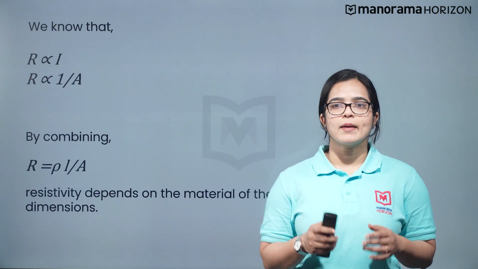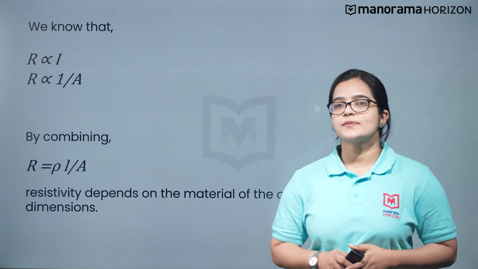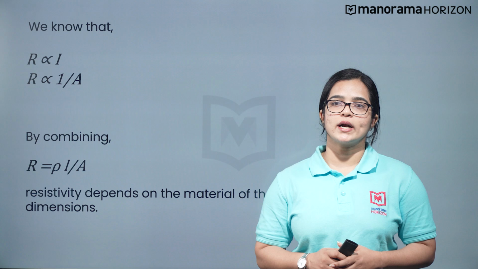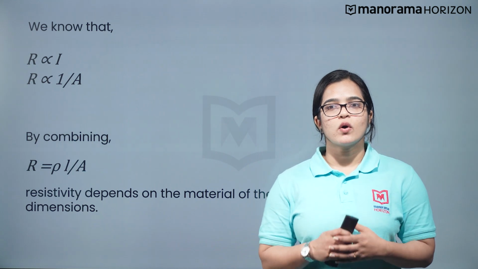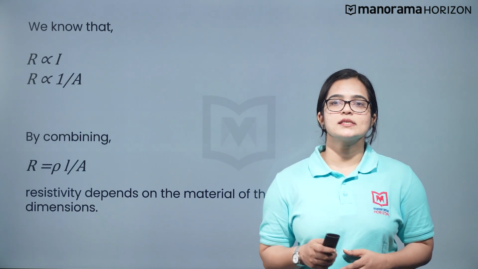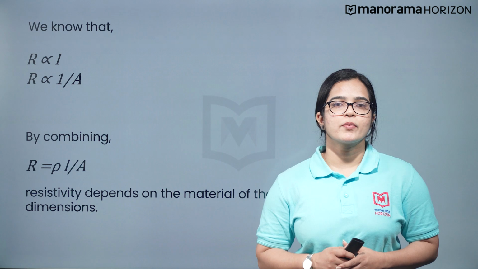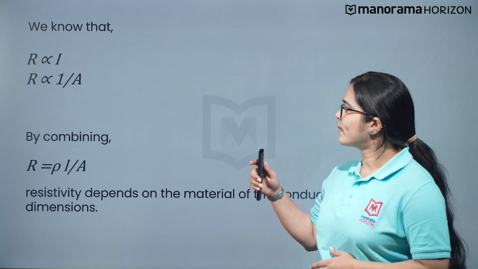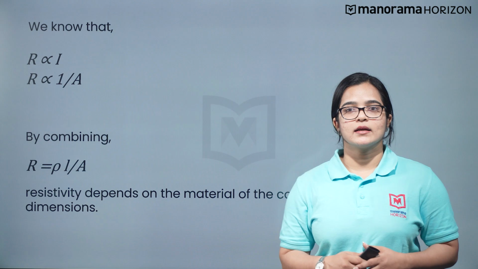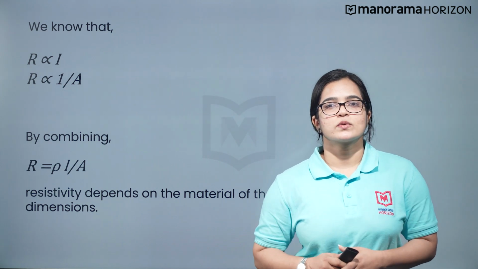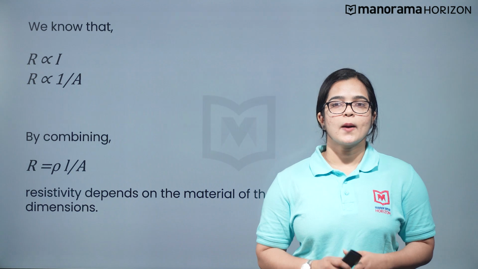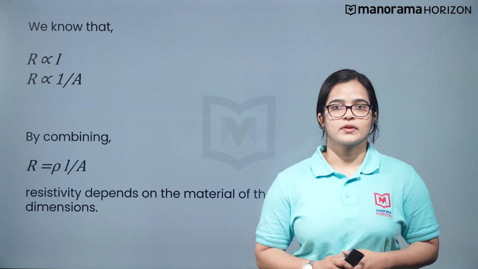By combining the above mentioned relations, R is proportional to L and also R is proportional to 1 divided by A, we have the expression that the resistance is equal to the constant of proportionality rho, which is known as the resistivity, multiplied by the length of the conductor divided by the area of cross section of the conductor. Rho depends on the material of the conductor but not on its dimensions.